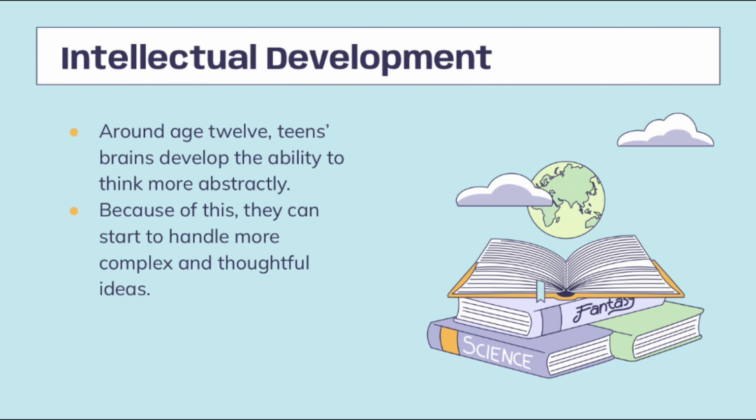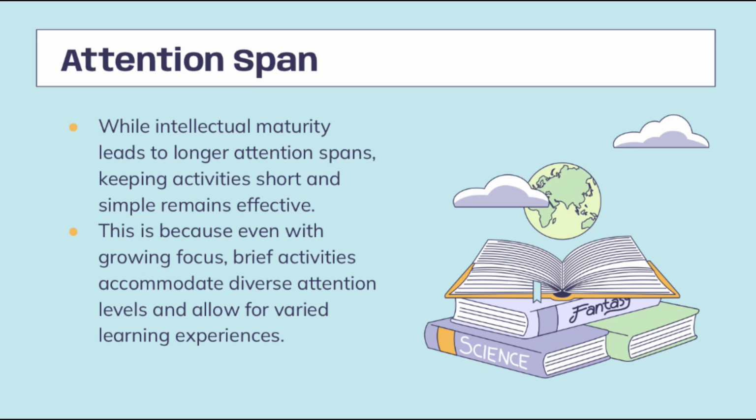Around age 12, teens' brains develop the ability to think more abstractly. Because of this, they can start to handle more complex and thoughtful ideas. Okay, for the attention span, while intellectual maturity leads to longer attention span, keeping activities short and simple remains effective. As learners grow intellectually, they are able to focus for a longer period of time. However, keeping activities short and simple is still the most effective way to maintain attention and prevent distraction.